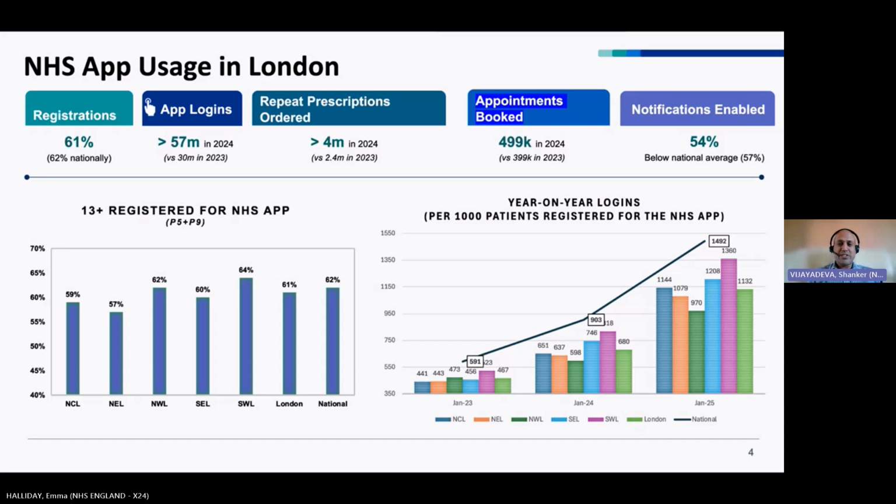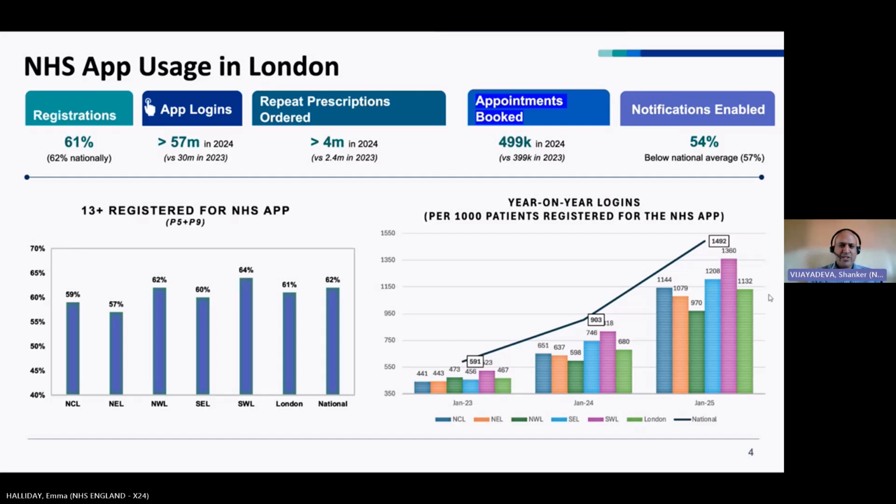Tons of repeat prescriptions are happening. If you look at that figure, it's almost doubled from 2023 to 2024. So there's a big rise in that, and when you see some of the content later on, you can see how that's just going to keep growing. Appointment booking is again growing, almost 500,000 last year. And notifications enabled, if you don't know what that means, you'll see later on. Effectively, to get NHS app messaging into your NHS app, the patient needs to have turned on notifications on their device settings.